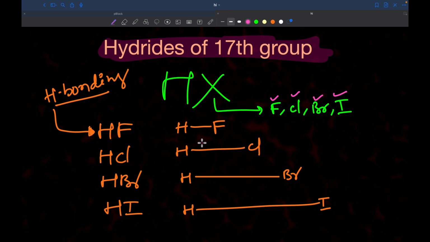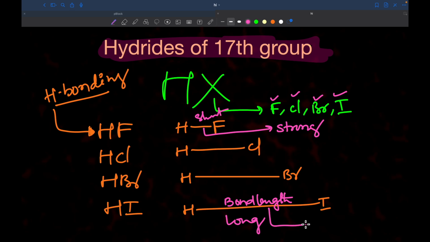As we go down from hydrogen fluoride to hydrogen iodide, the bond length increases. I would say this bond is the longest bond, and this bond is very short. Right? So here three types of questions can be framed on the basis of this. If the bond is short, the bond is considered a strong bond.